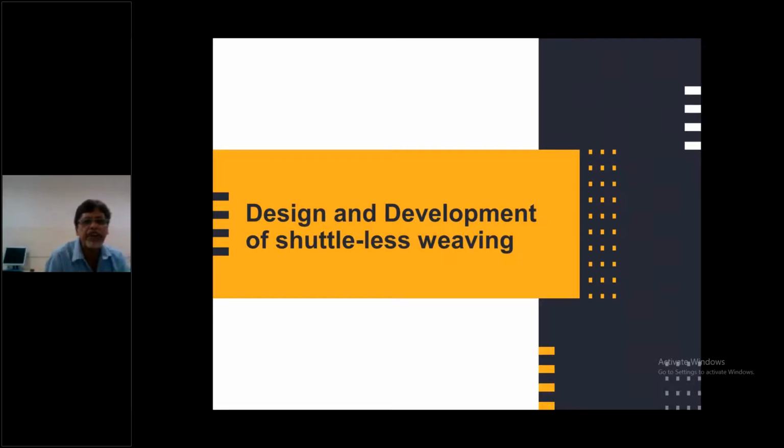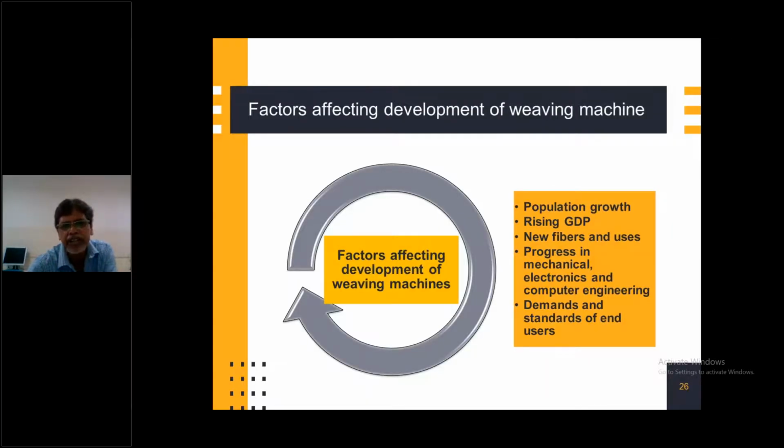It has been driven by a number of factors. It's not a single factor that led to the design and development of this particular machine. There are a number of factors responsible for driving the design and development of this machine. Now let's look at the factors in the historical background behind the development of this machine.